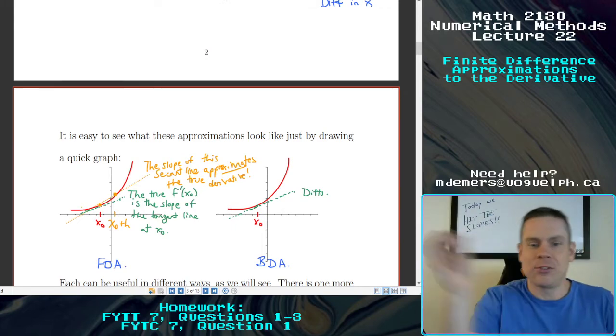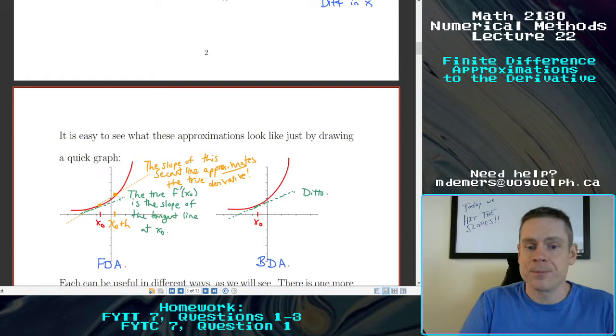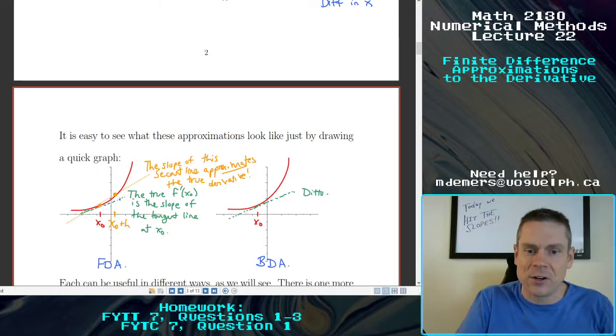I don't know why I didn't use the straight line tool before, but the difference is, for the backward difference approximation, where I evaluate the other point, it's going to be behind x0 instead. So it's just that x0 minus h is what we use.